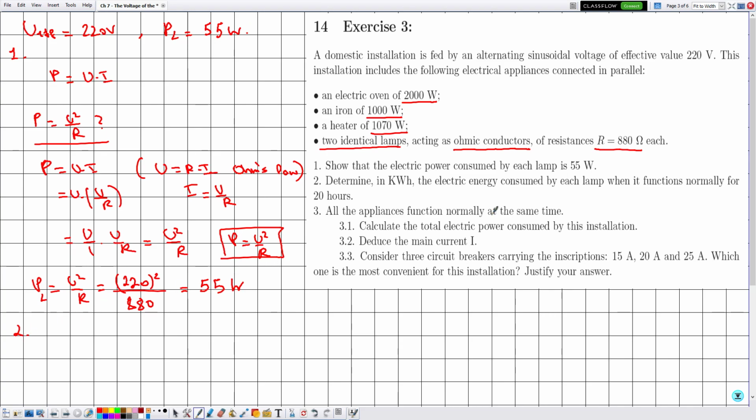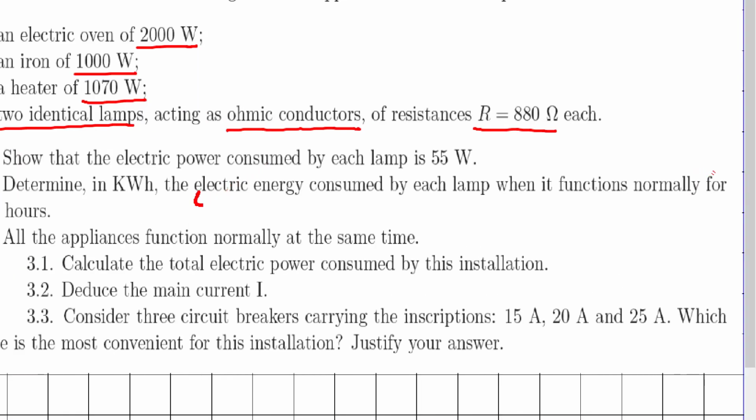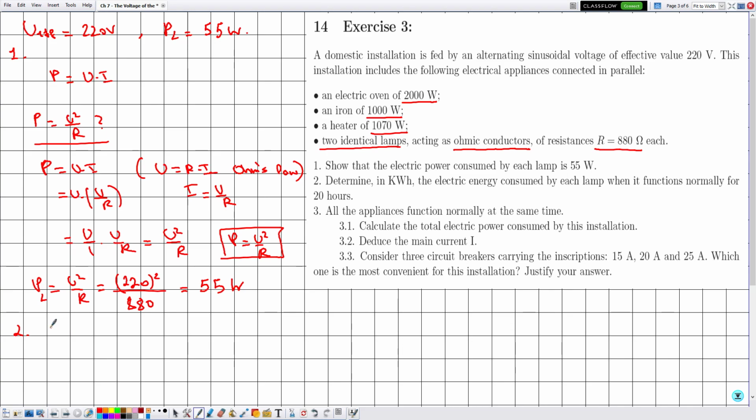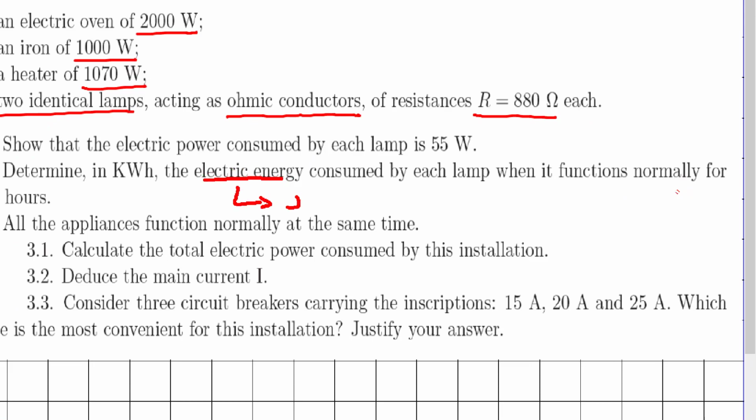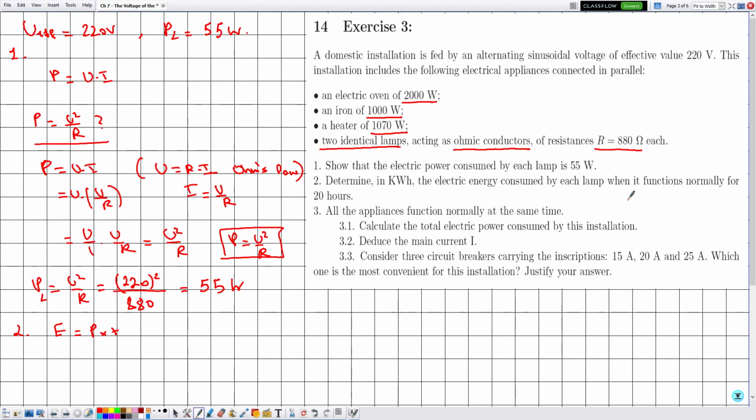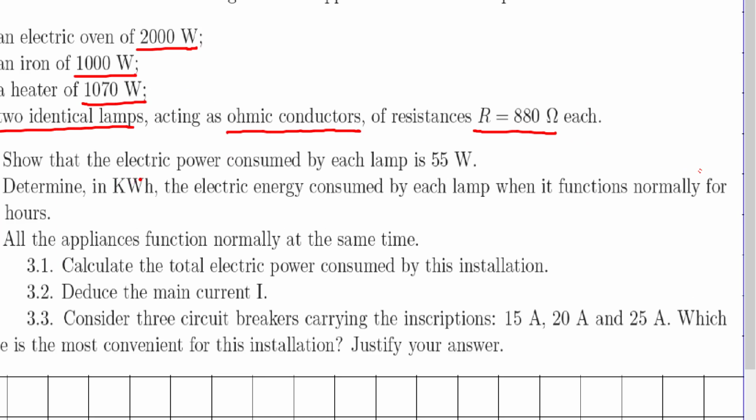Now in number 2 they are telling me to determine in kilowatt hour the electric energy. The formula of the electric energy is always given by E is equal to P multiplied by t. Now we know that the SI unit of electric energy is joules, but here they specified kilowatt hour consumed by each lamp when it functions normally for 20 hours. Since the specified unit of energy is kilowatt hour, which is kilowatts multiplied by hour, the power must be expressed in kilowatts and the time in hours.